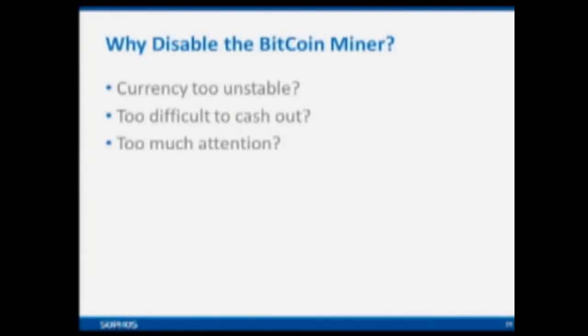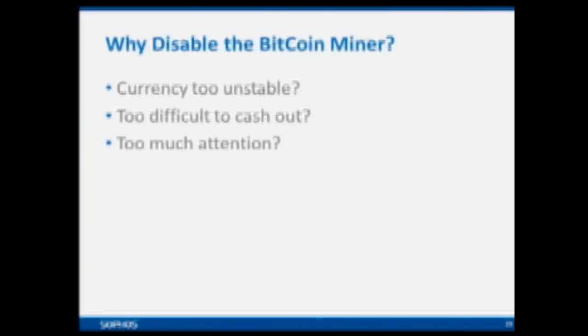So why was the Bitcoin miner disabled? Obviously, we can't know for sure, but we can make some educated guesses. Possibly the currency was seen as too unstable by the ZeroAccess authors. When the price is going up to that extent and down again, it's very difficult to estimate from one day to the next how much an infected machine is worth.